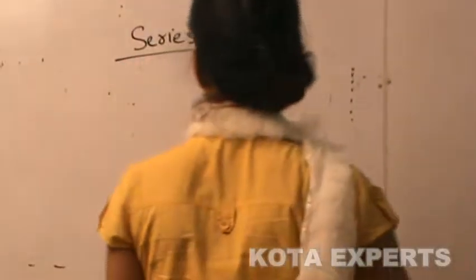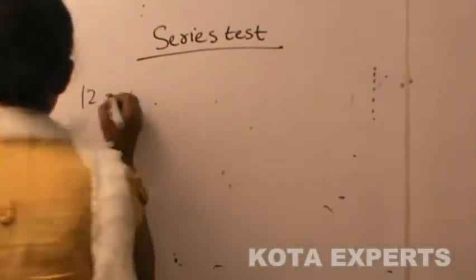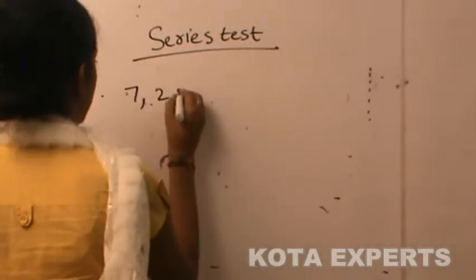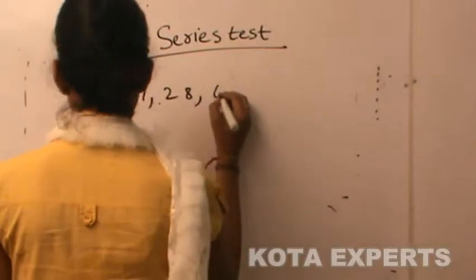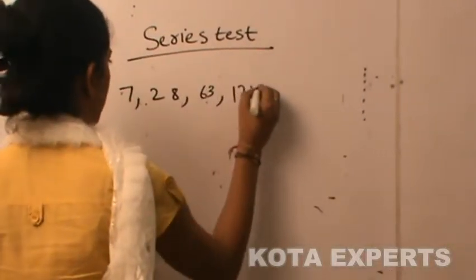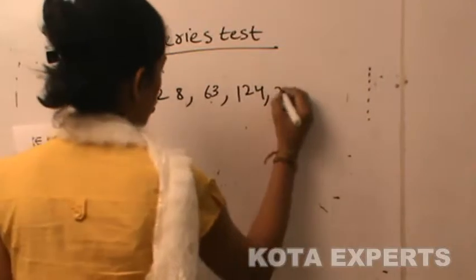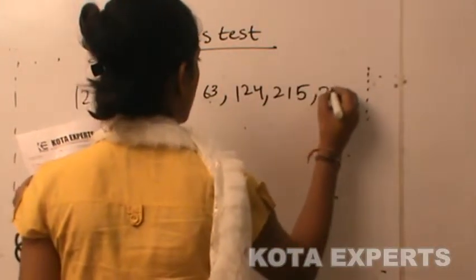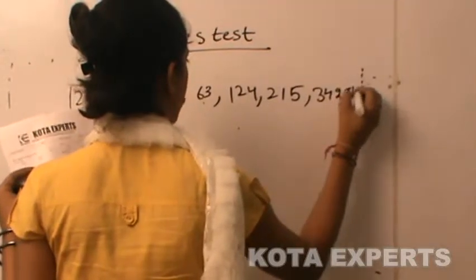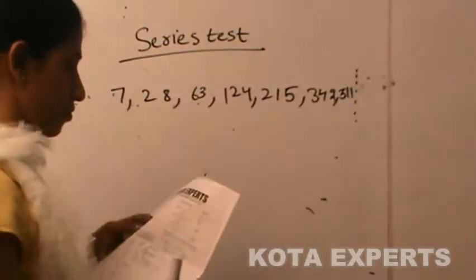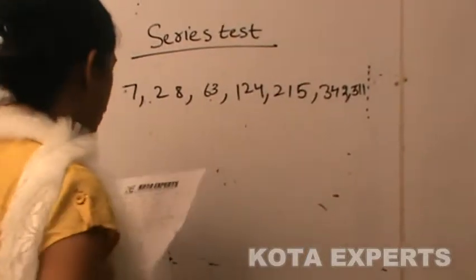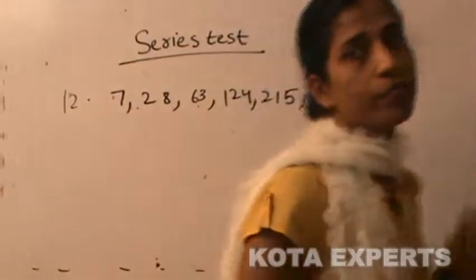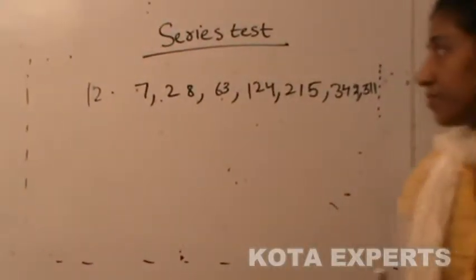Question number 12 is 7, 28, 63, 124, 215, 342 and 511. Which pattern will it follow? Try once.